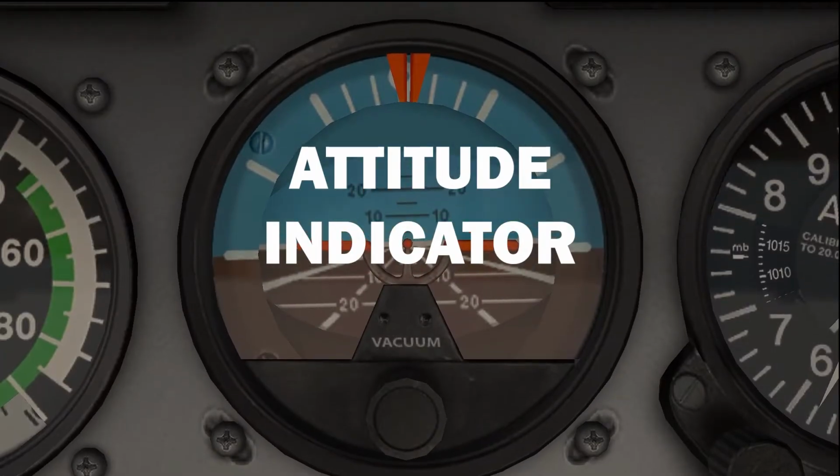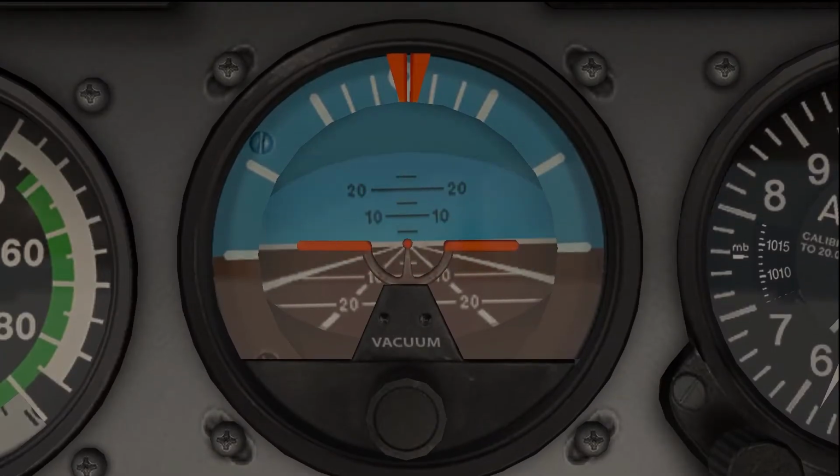Attitude Indicator. This displays the current attitude the airplane holds in relation to the Earth. The top of the indicator in blue represents the sky and the bottom in brown represents the Earth. The orange airplane shape in the center represents your airplane.